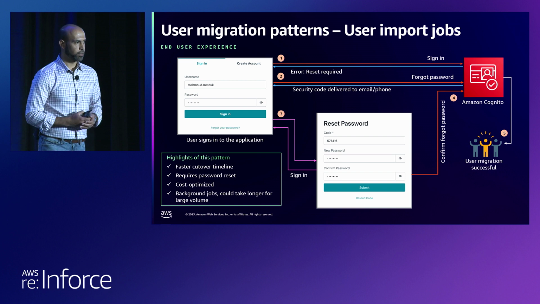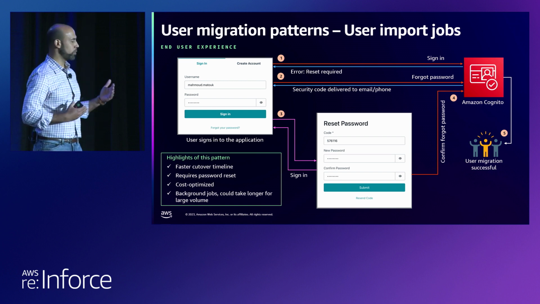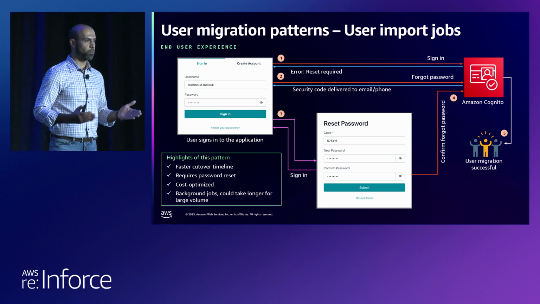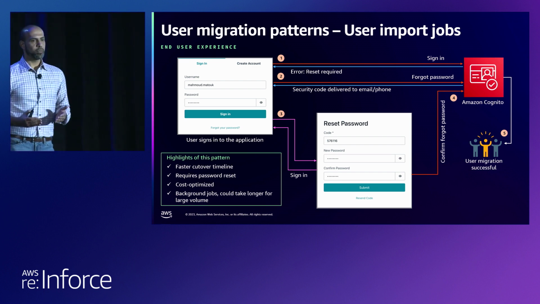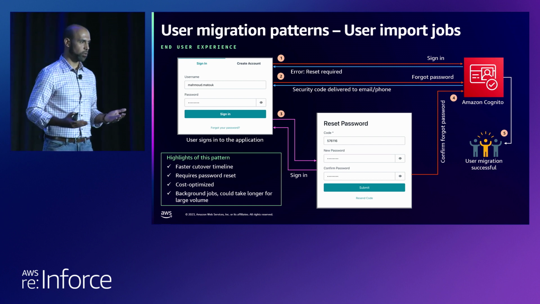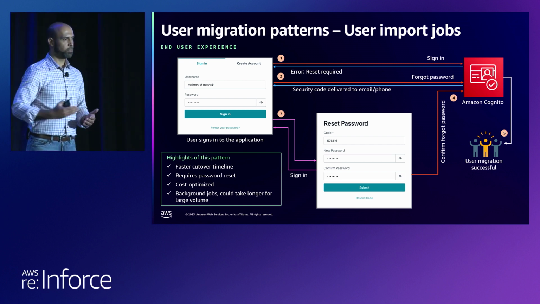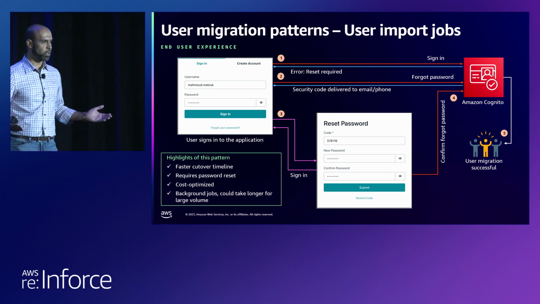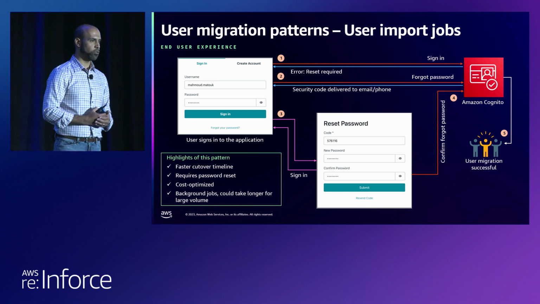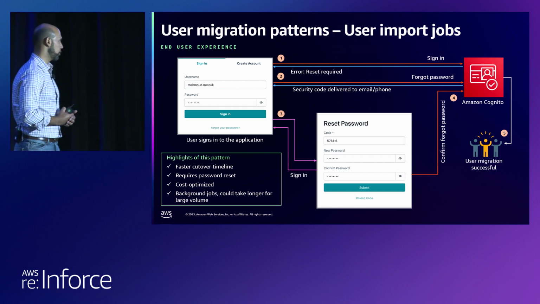No impact on that. Cognito runs these migration jobs at about 30 to 40 users per second, so this also might require some planning. You can expect to be able to import about 1 million to 2 million users per day. So if you are migrating 10 million users, this is 5 days. If it's 20 million users, then a couple of weeks. So just keep this in mind as you plan your migration using this pattern.